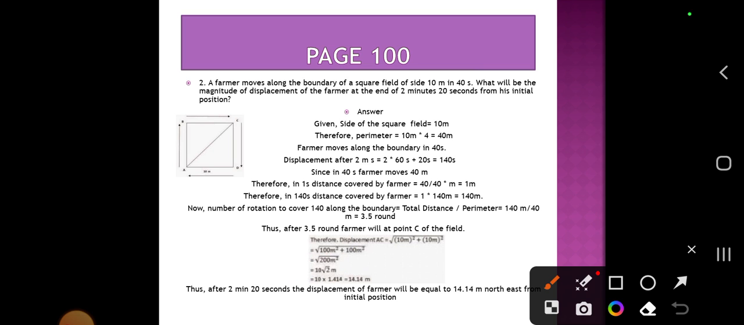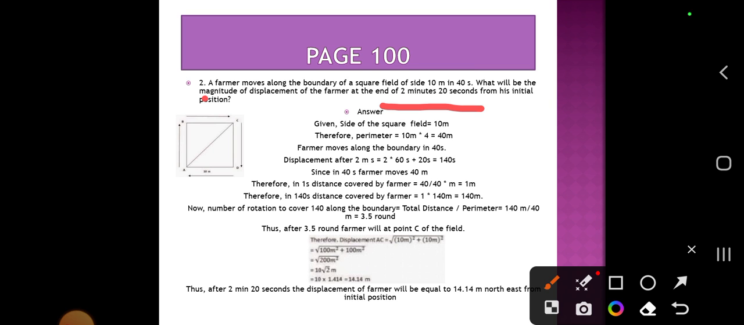And we also know that the value of root 2 is 1.414. So by multiplying 1.414 with 10, we will get approximately 14.14 meter. So we can say that after 2 minutes 20 seconds, the displacement of the farmer will be 14.14 meter.